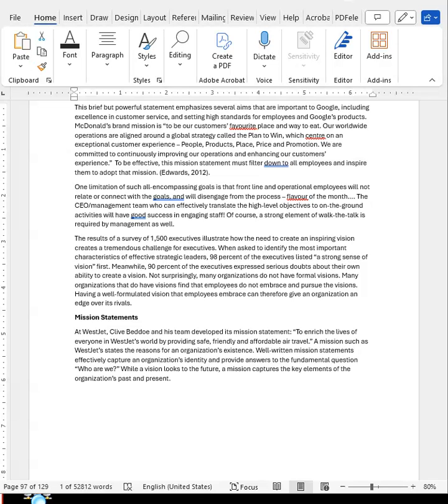Edwards, 2012. One limitation of such all-encompassing goals is that frontline and operational employees will not relate or connect with the goals and will disengage from the process. Flavor of the month. The CEO/management team who can effectively translate the high-level objectives to on-the-ground activities will have good success in engaging staff. Of course, a strong element of walk the talk is required by management as well.